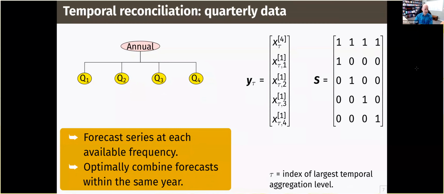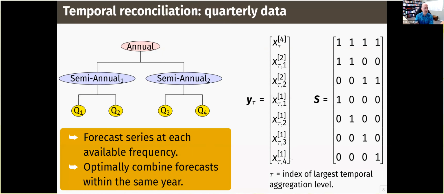And the subscript tau is being used as the index of the largest temporal aggregation level. So in this case, that's a year. So you're observing data at a quarterly level, and when you sum that up, we're observing it at an annual level. So tau is the index of the annual level here.